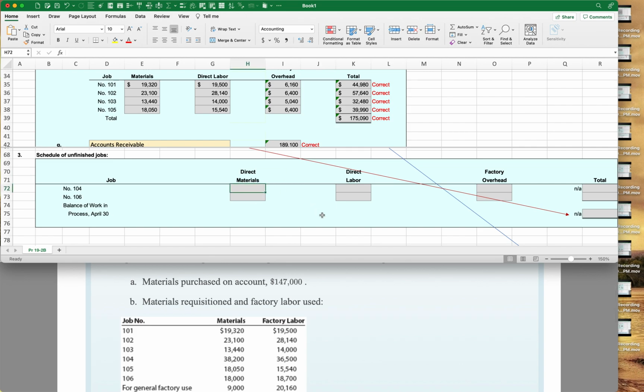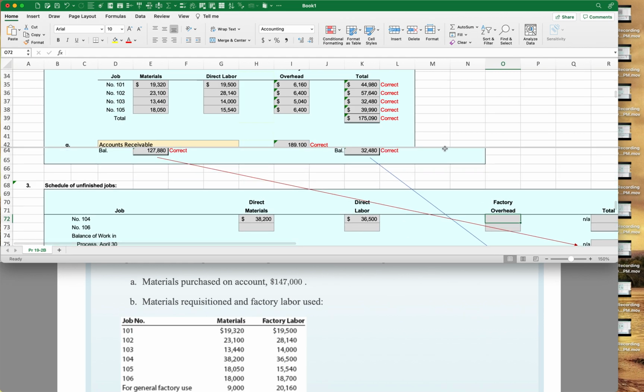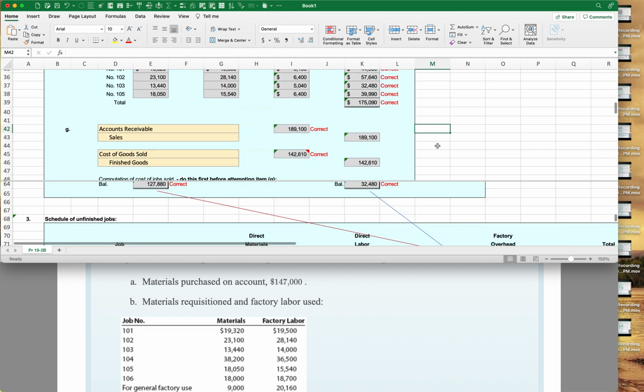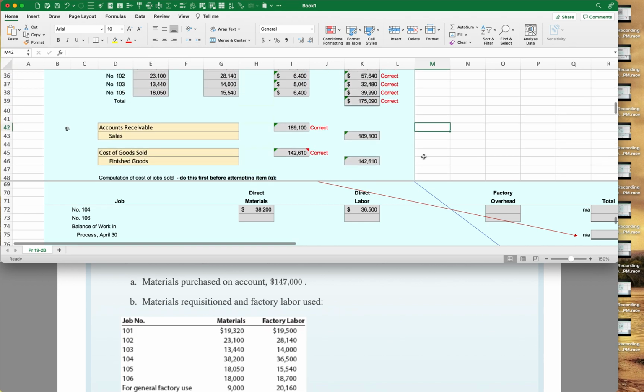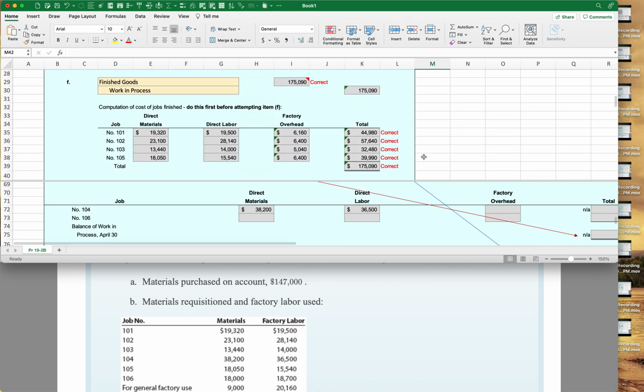We're going to identify the direct material cost, which was 38,200 for job 104. Direct labor for job 104 was 36,500. And just to confirm, 38,200, yep, and 36,500, yep. And now we need to identify the factory overheads. Again, we've already computed this all up here, so I'm not going to go through the logic again, but basically we needed to allocate the costs, if you recall, which was done somewhere around here. Yep. And factory overheads, we said for job 104.